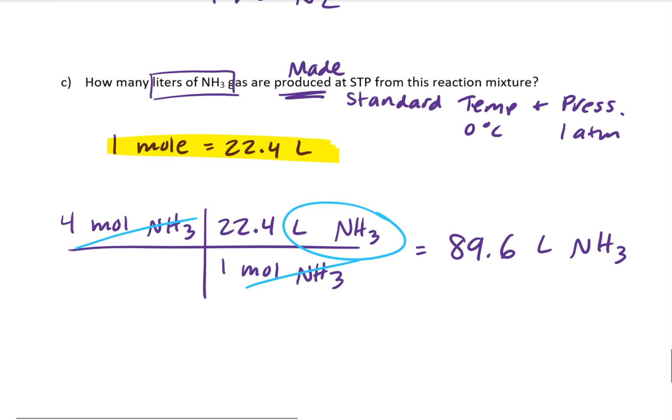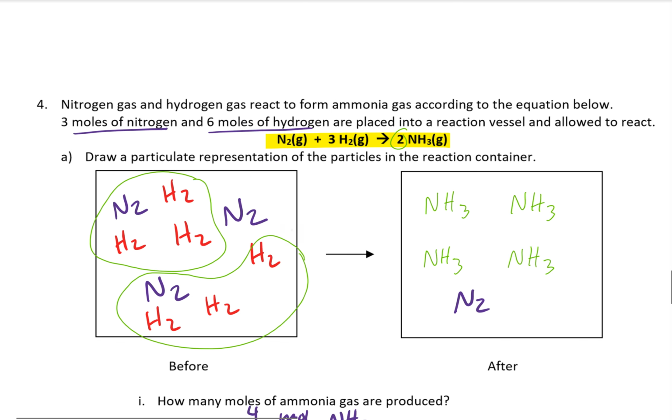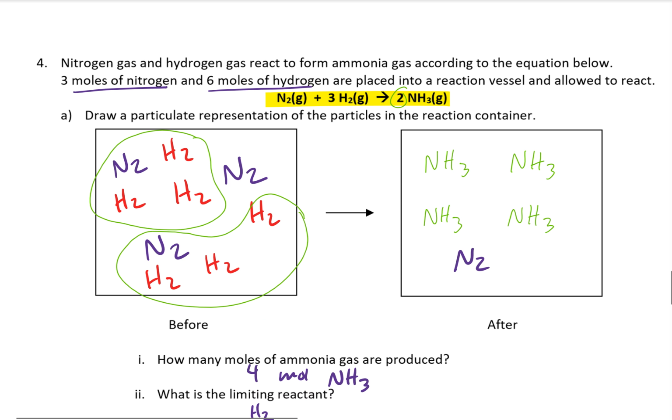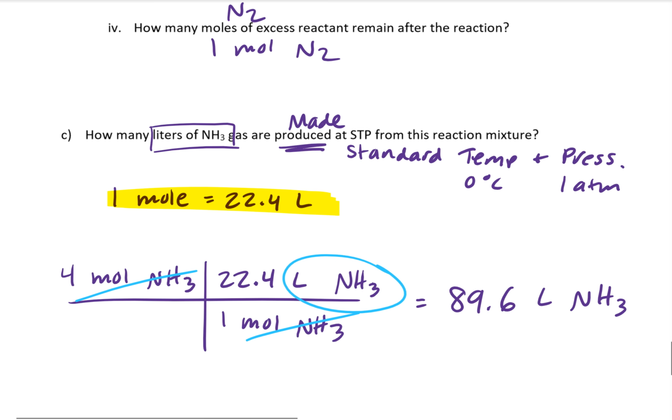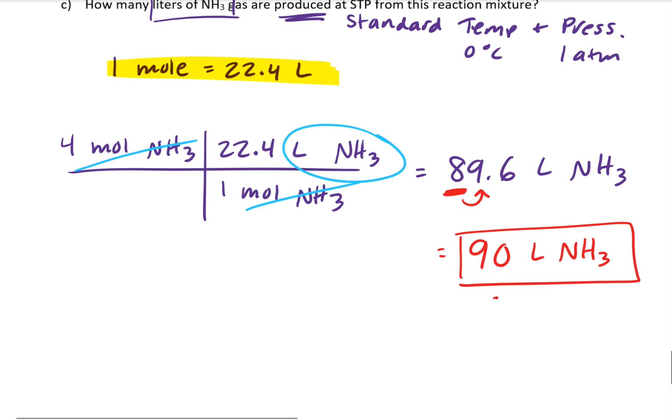And finally, sig figs, you go back to that given value all the way back to the very top. There are 3 moles of nitrogen, 6 moles of hydrogen. Each one of those only has 1 sig fig. So I want to round my answer to 1 significant digit. So I need to keep that 8, but there's a 9 behind it. So this rounds up to 90 liters of NH3. And that is 1 significant figure. That 0 at the end does not count because there is no decimal point.